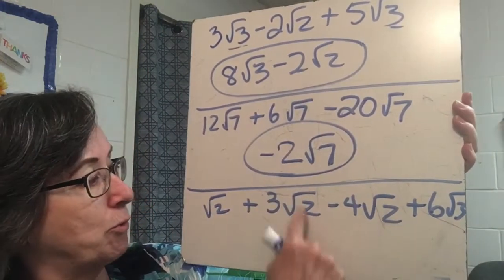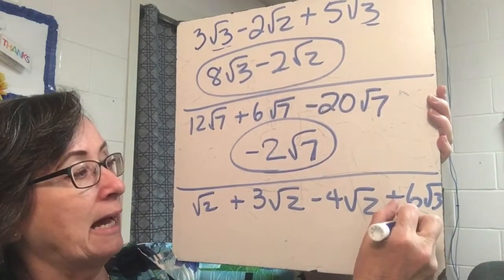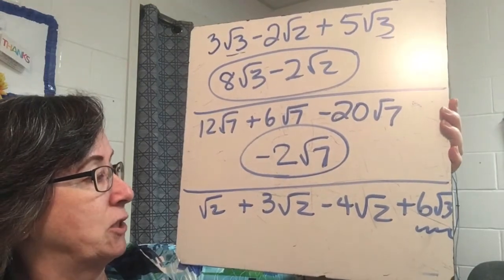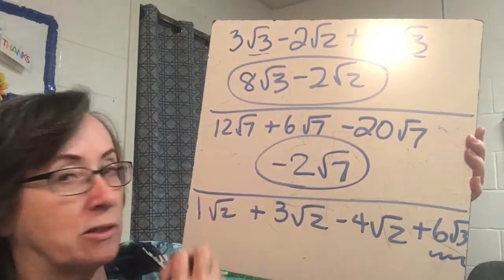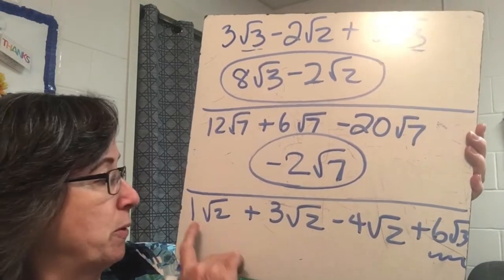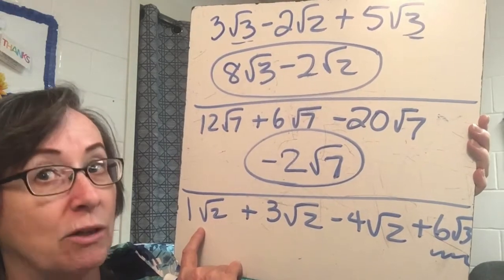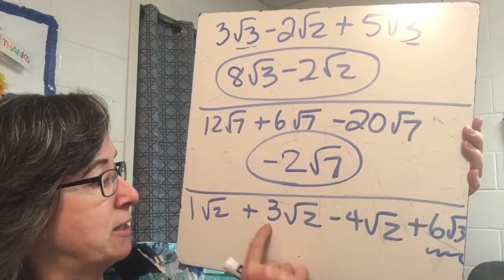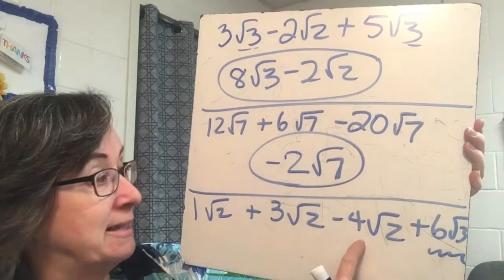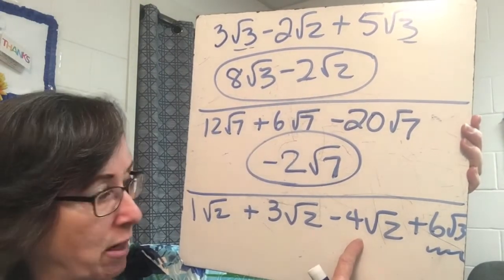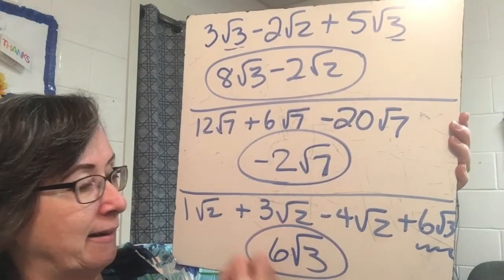Square root of 2, square root of 2, square root of 2, square root of 3. So this guy we're going to have to leave out and just tack him on. Now this one is just square root of 2, but isn't that 1 square root of 2? We've got to remember that there is a coefficient there. When we don't see anything, it's not a 0, it's a 1. So 1 plus 3 is 4. Take away 4 is 0. 0 times square root of 2 is still 0. So our answer is 6 square root of 3.